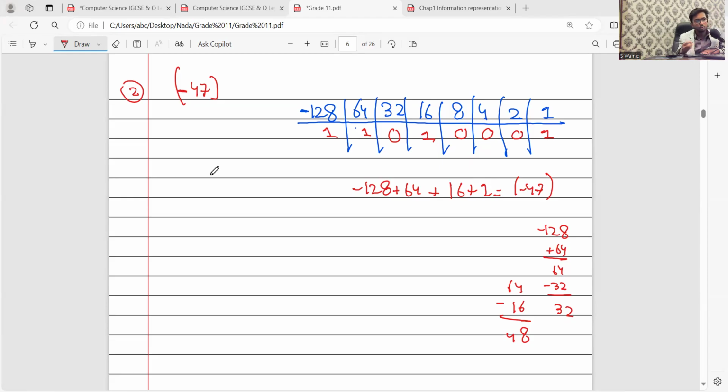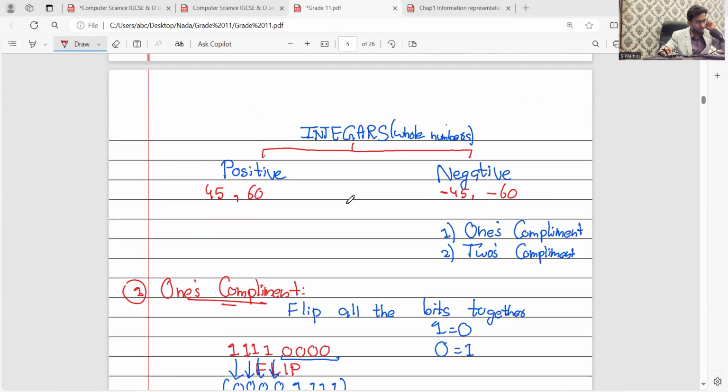So this is it for your two's complement. You use two's complement for converting negative numbers into binary. I hope it's clear to you.